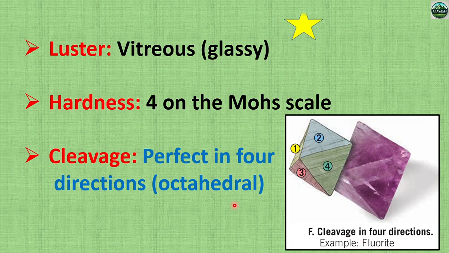Okay, so remember the hardness, because fluorite is part of the Mohs hardness scale. So hardness is important, and cleavage is also important, because this is unique, perfect in 4 directions, and this cleavage is known as octahedral cleavage. Okay, so remember both points of this slide.